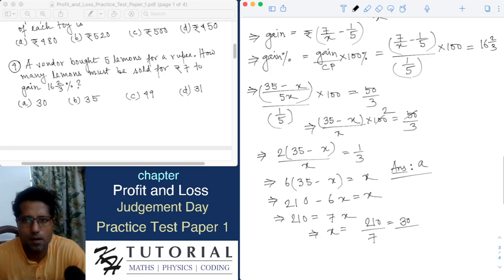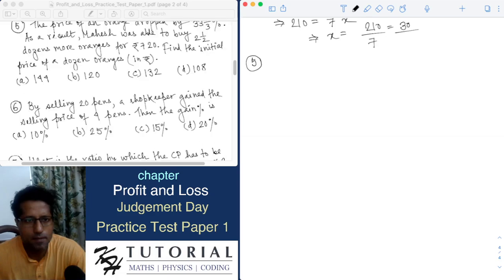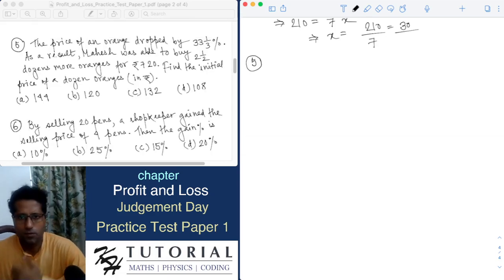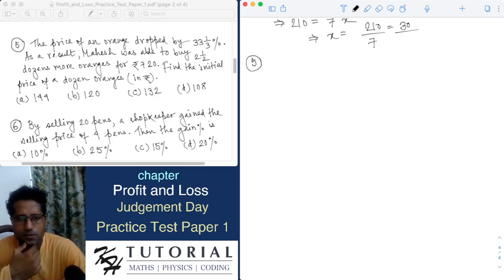Okay. This was question number 4. Let's do question number 5. Question number 5 says that the price of an orange dropped by 33 and 1 by 3 percentage. As a result, Mahesh was able to buy 2.5 dozens more oranges for rupees 720. Find the initial price of a dozen oranges.